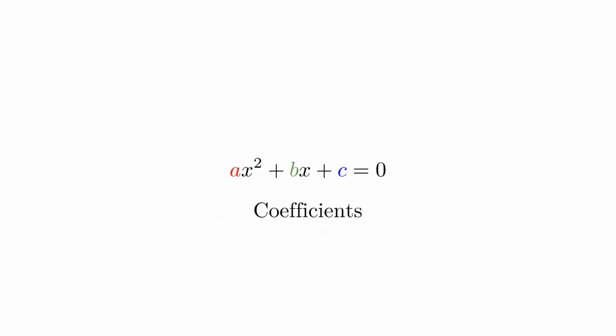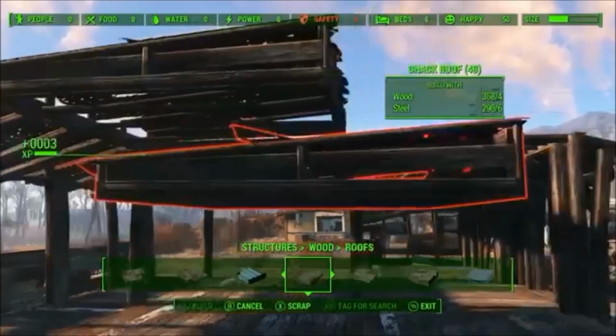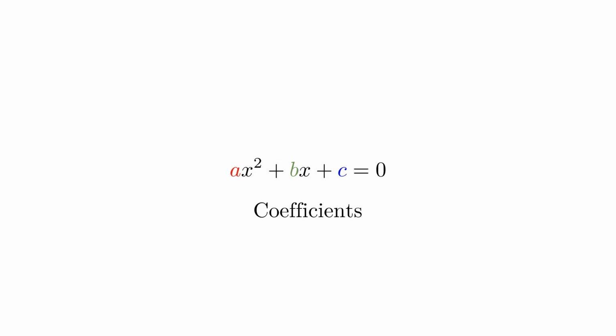A and B are called coefficients. They are multipliers to whatever they're attached to, kind of like buffs or debuffs in video games. All of this just works. A is a coefficient of x squared right here, and B is a coefficient of the regular old x. C is a constant. Now what's a constant, you're asking?